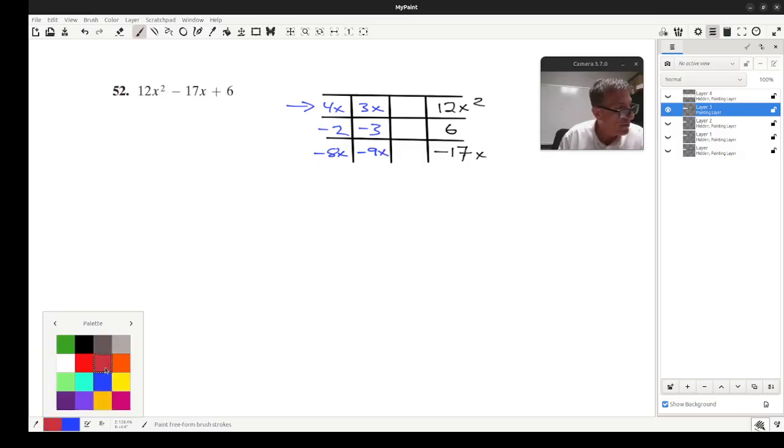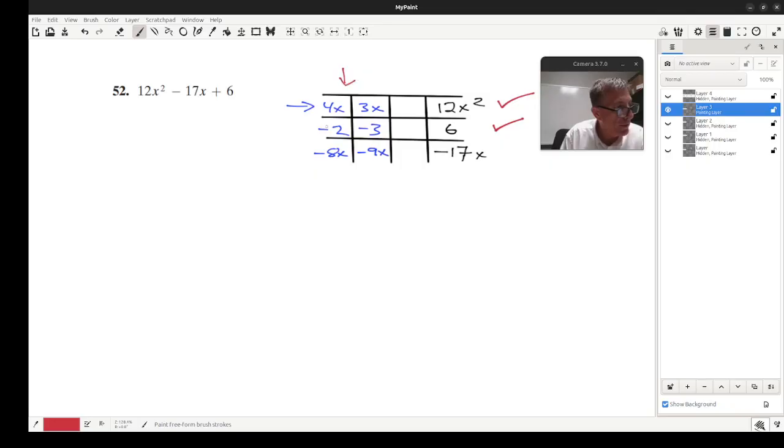So before I actually get down to it, I'm going to check one last time. 4x times 3x is 12x squared. Minus 2 times minus 3 is positive 6. Going down this way, 4x times minus 2 is minus 8x. Going down this way, 3x times minus 3 is minus 9x. And then we do the add part. Minus 8x minus 9x is minus 17x. So I have my factorization.